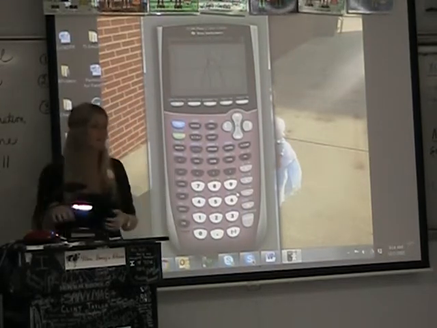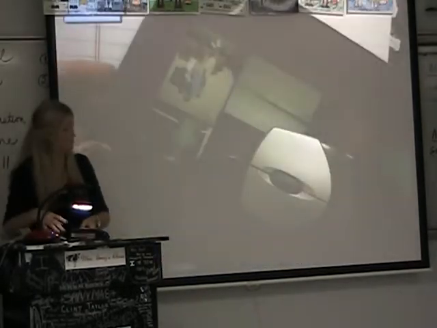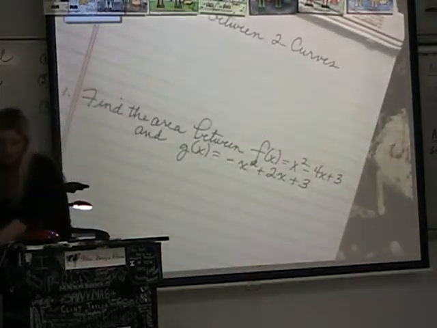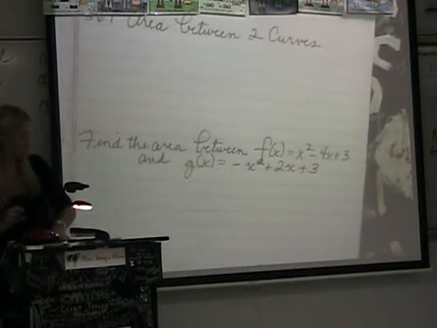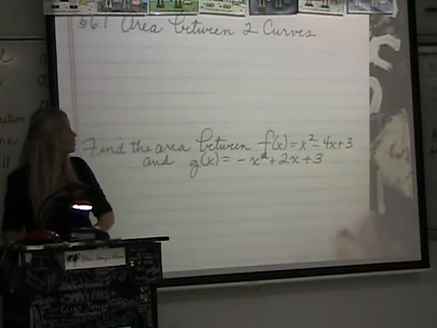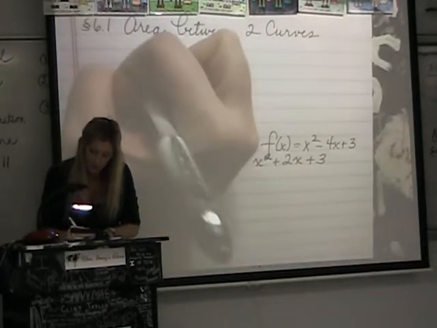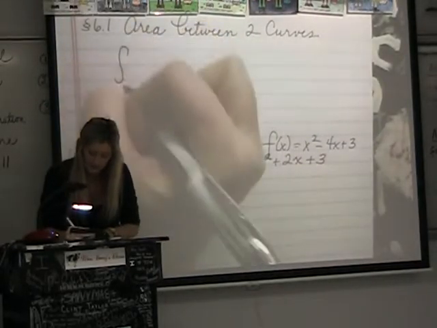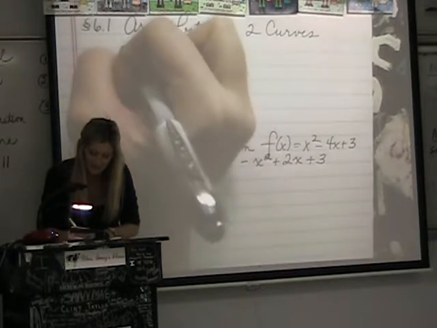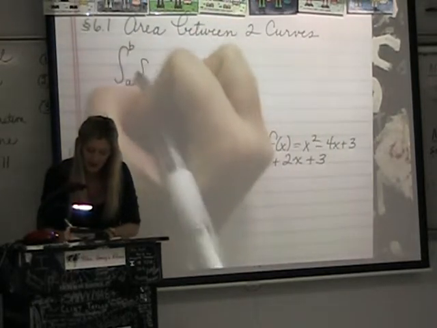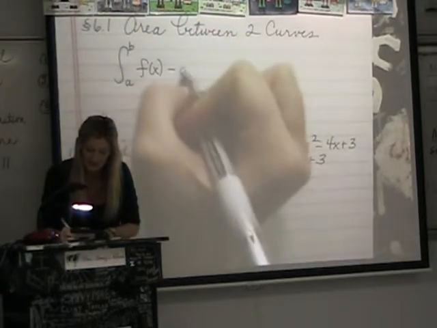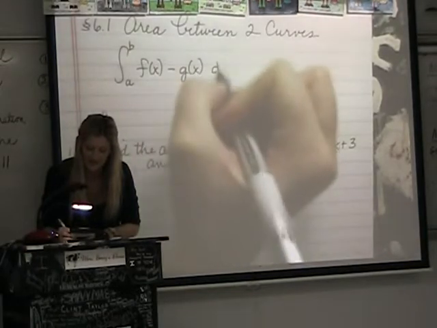So let's write that formula down in our notes. And then we'll go back and compute it. So to find the area between two curves, you're going to take the antiderivative from A to B of f of x minus g of x dx.